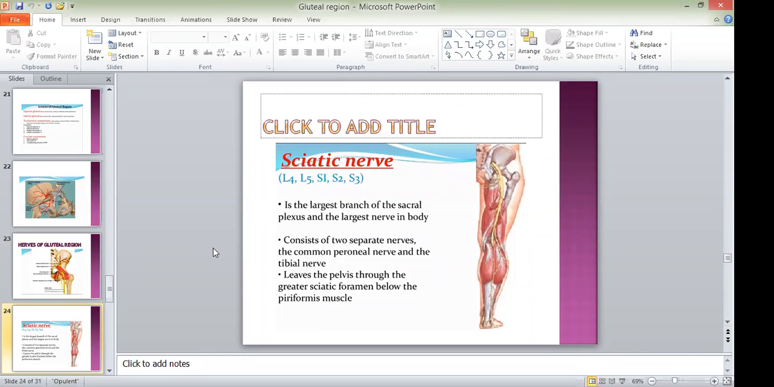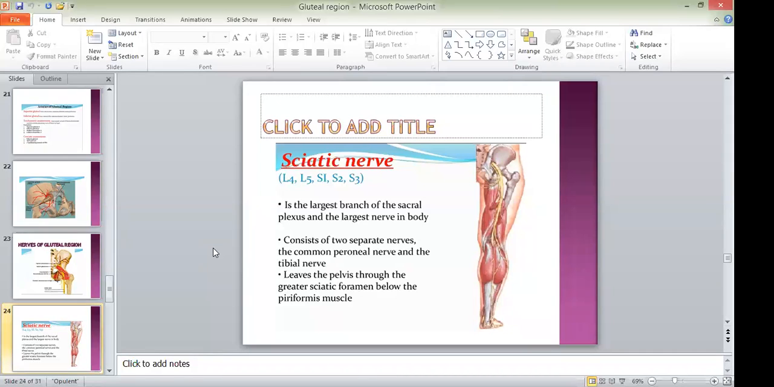Sciatic nerve is actually nothing but just a sheath which consists of common peroneal nerve and tibial nerve. These two are the most important nerves of the leg, especially the lower limb में हमारे साथ जो leg है, यहाँ पर इसकी mostly nerve supply is sciatic nerve की वजह से होता है. ठीक है?